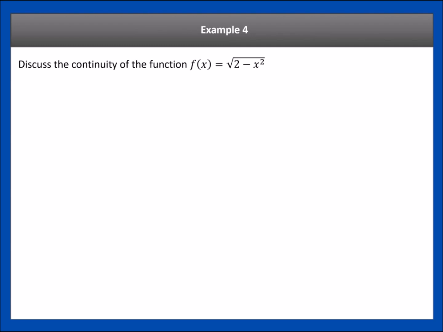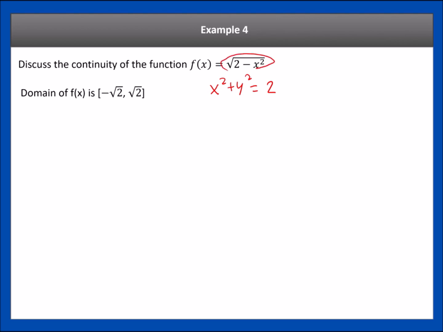Discuss the continuity of f of x equals square root of 2 minus x squared. So if I look at this function, we know that the domain has to be negative square root of 2 to positive square root of 2. And the reason is that, like we said in the other example, this is actually the equation x squared plus y squared equals 2, which is the equation of a circle.